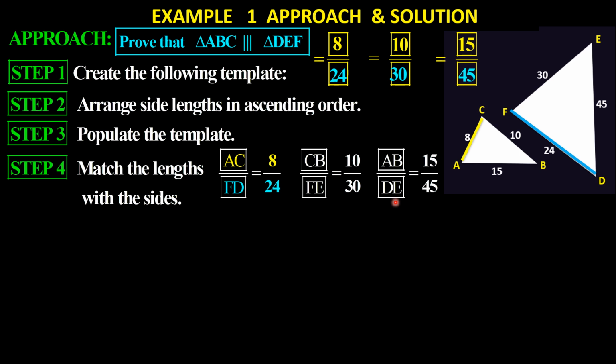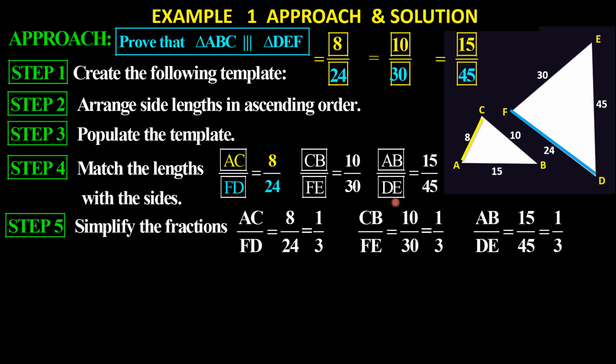Now we can simplify each of these fractions, and if we simplify, we end up with AC over FD is 1 over 3, CB over FE is 1 over 3, AB over DE is 1 over 3. So they're all equal to each other.